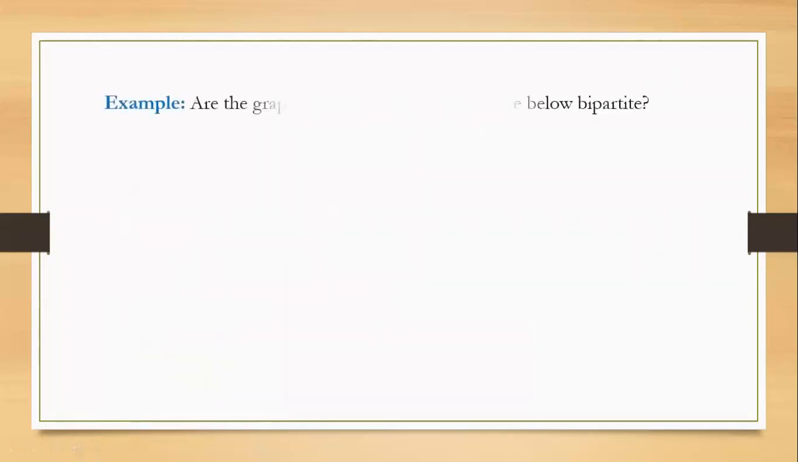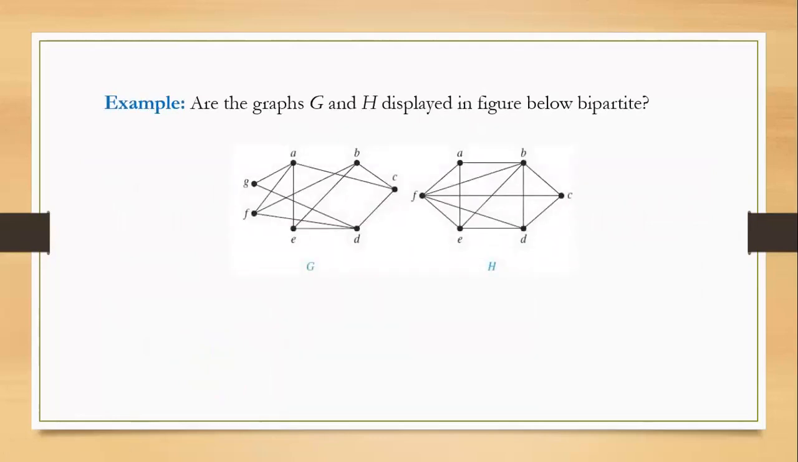Now, let's take an example. There are two graphs given. We have to find whether the following are bipartite or not. So let's take the first graph G.